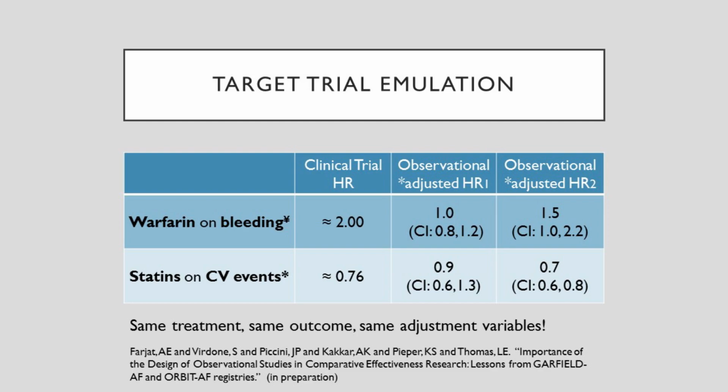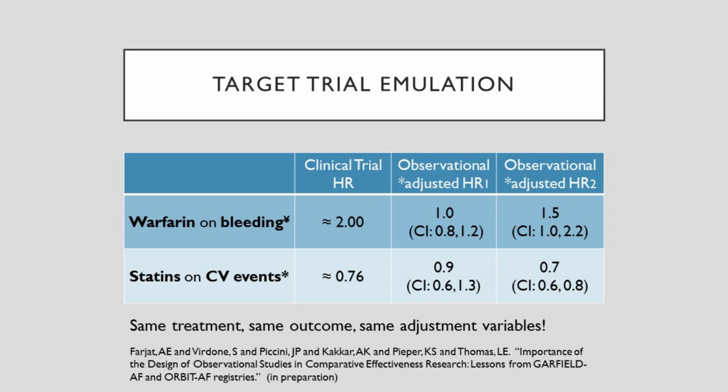These are just two from my work. In the first column, we have the clinical trial results for warfarin on bleeding and statins on cardiovascular events. In the middle column, I have an observational analysis conducted as I would typically see. The methodology in the middle column would get published in JAMA. It's standard methodology using a propensity score, and we see the completely wrong result.